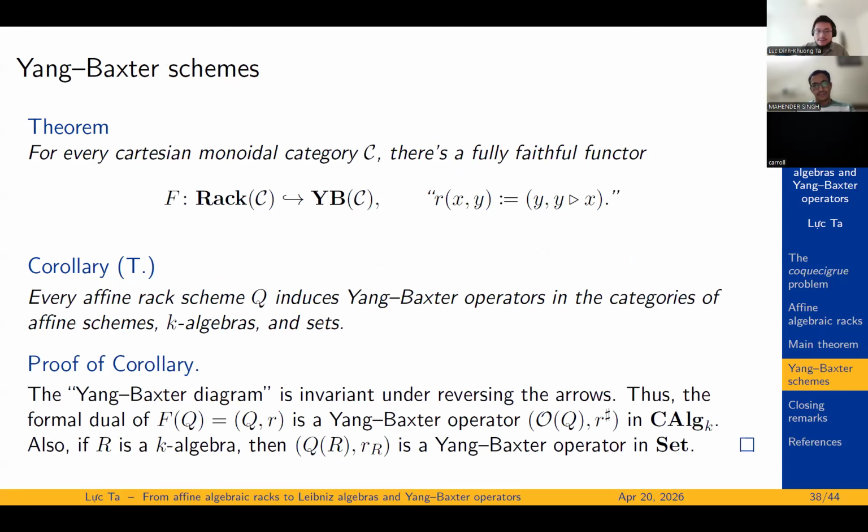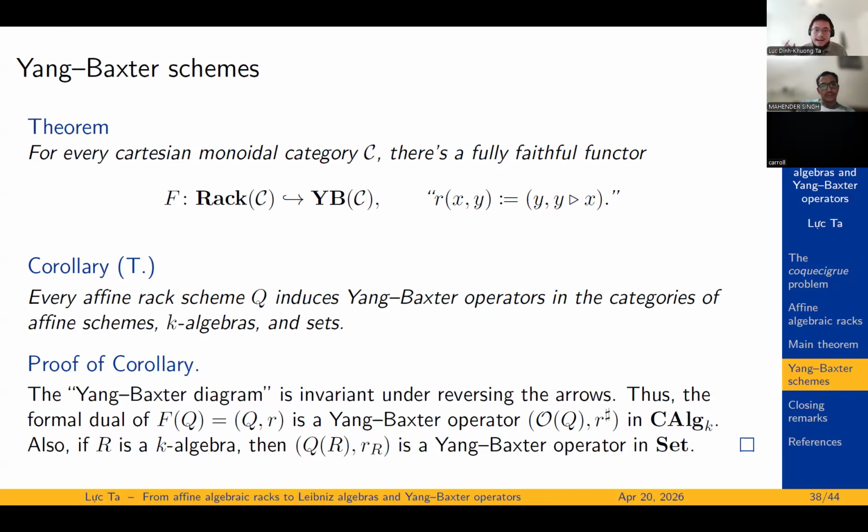It's pretty well known that if you have an abstract rack, then you can turn it into a set-theoretic solution of the Yang-Baxter equation using this formula here. In other words, you first swap the variables, and then you take multiplication in the second coordinate. And you can check that that gives you a Yang-Baxter braided set. Then it was shown that this construction also works over arbitrary monoidal categories. I'm only working over Cartesian monoidal ones, though.